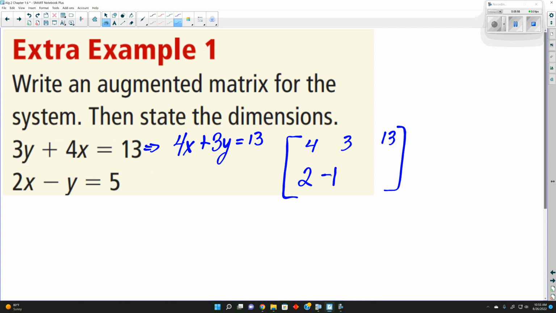Now the second one, we would have 2 for x. Almost. It would be negative 1. We take the sign with it. And it's equal to. And the dimensions for this are? 2 by 3. 2 rows, 3 columns. Questions on this here? This is real easy.